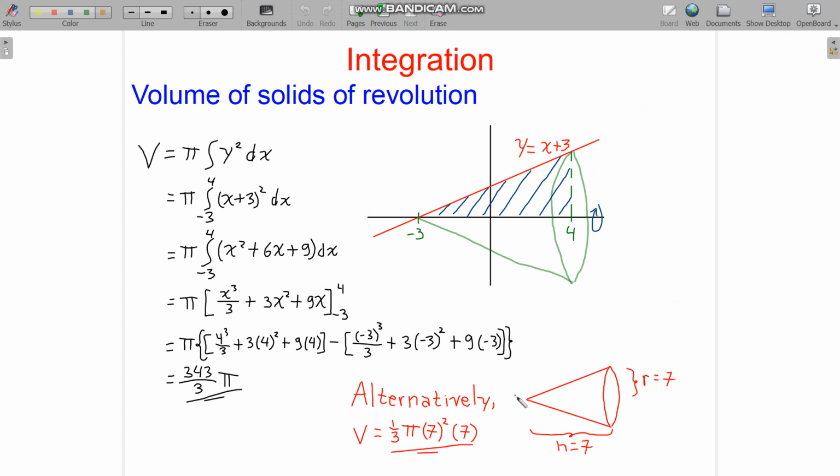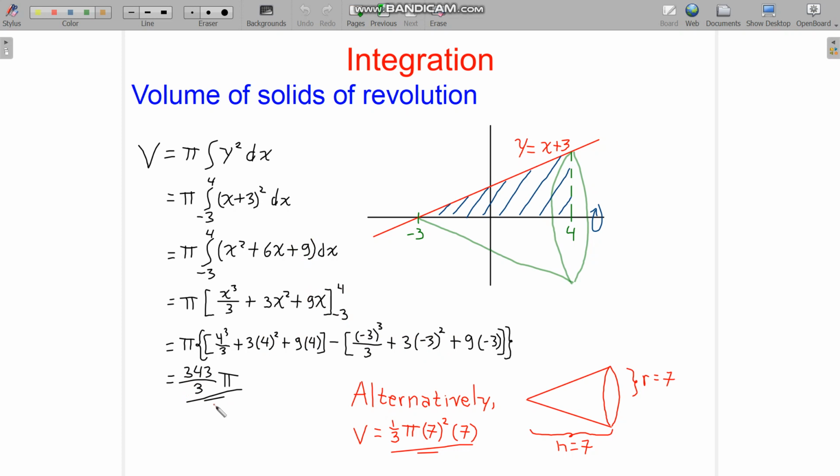So for example, here, let's say we want to find this volume here. So it's pi integral y squared dx, because with respect to x, y squared dx. The y is x plus 3, this is the function, a straight line. So x plus 3 all squared dx, which is x squared plus 6x plus 9. And we integrate x squared, we get this, 6x, we get this. Integrate 9, we get 9x. We plug in 4, plug in minus 3, and then we use a calculator and we get the final answer.